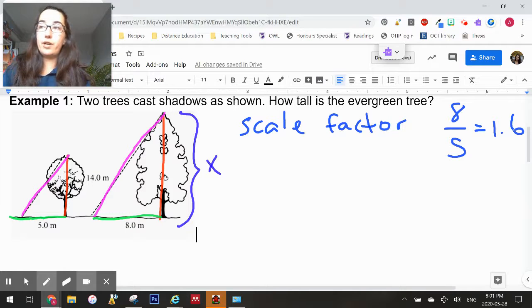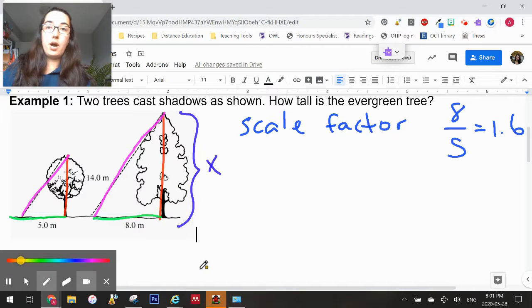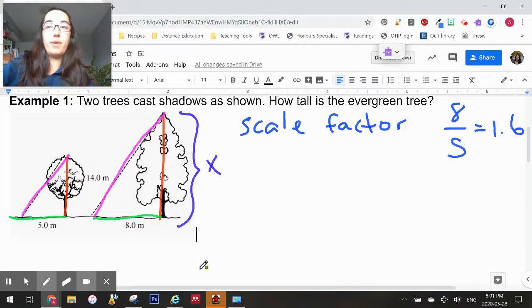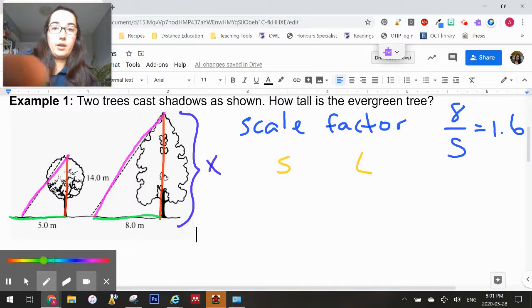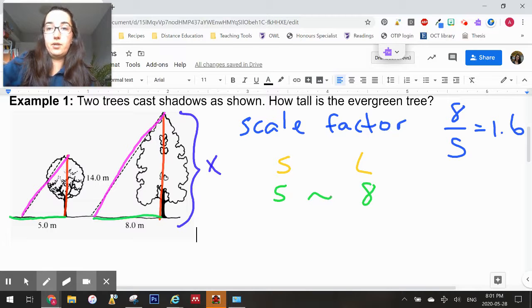Now that I know I have a scale factor of 1.6, I can start up with my similarity statements. I am looking for information from my large triangle, which means I start from my small to large. I'm going to say, okay, that means 5 and 8 have to be similar. And in the same way, 14 and x have to be similar. How are they similar? Well, because we're going from small to large, we're multiplying, and we're multiplying by our scale factor of 1.6.